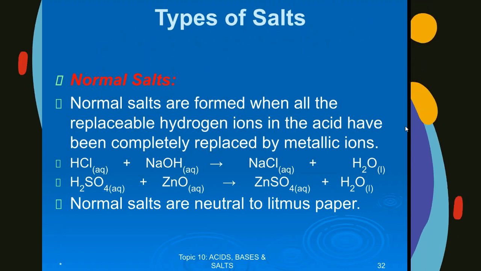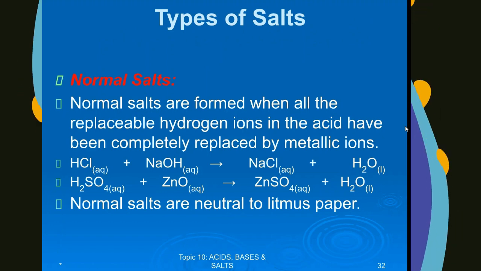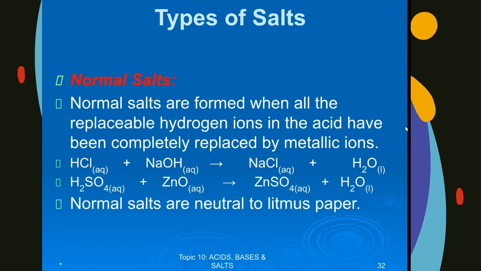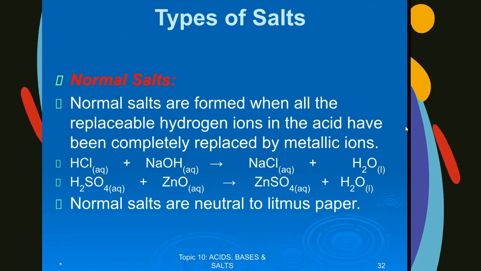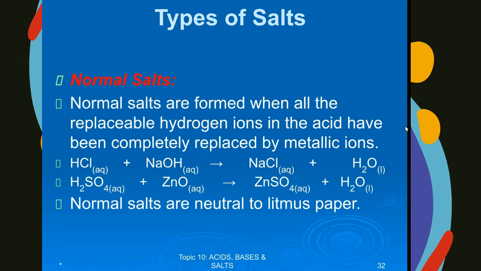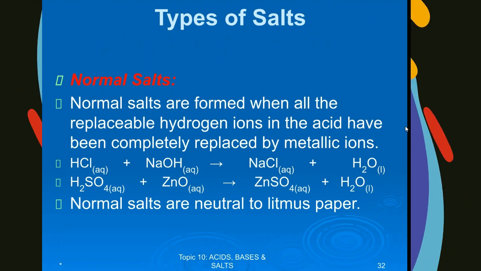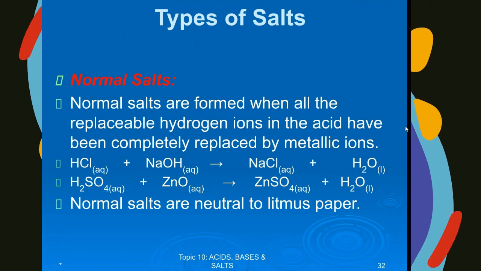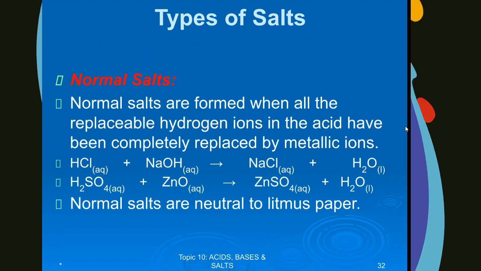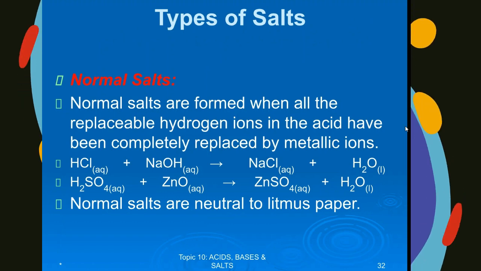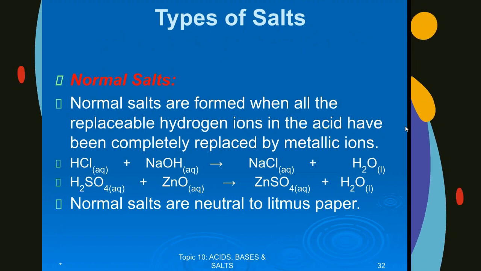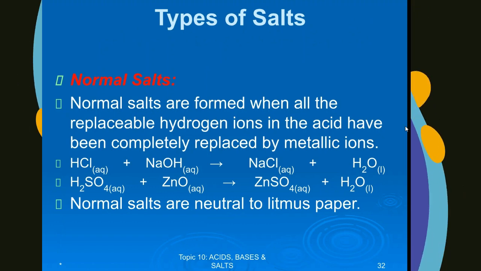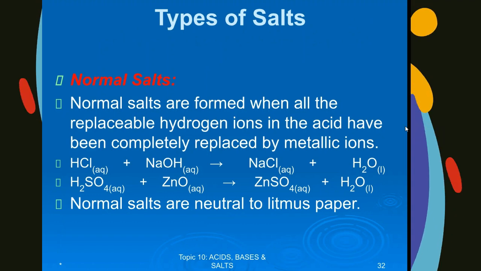So HCl plus NaOH, we are only replacing the hydrogen ions with the metal, right? In NaOH, we are just changing OH and putting Cl there, that's it. So NaCl plus H2O. Then H2SO4 plus ZnO, we are just changing the place and getting ZnSO4 plus H2O. The normal salts are neutral to litmus paper.